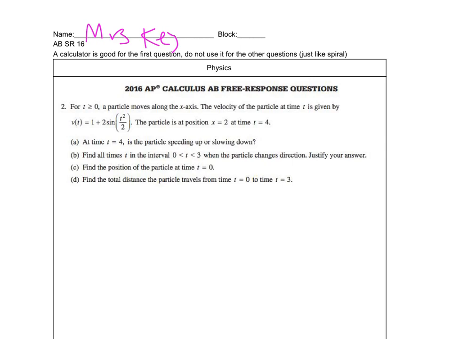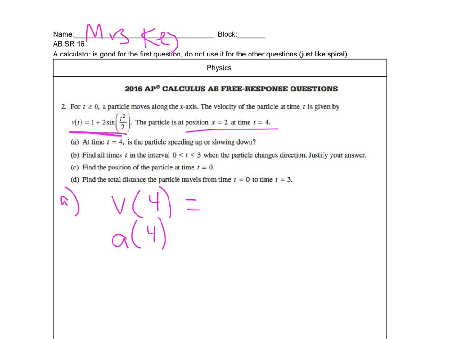And let's see, we've got free response of physics stuff. So we've got a particle moving along the x-axis, and we're given the velocity. We know the position at 4 is 2. At t equals 4, is the particle speeding up or slowing down? In that case, I need to know what v of 4 is. I also need to know what a of 4 is.